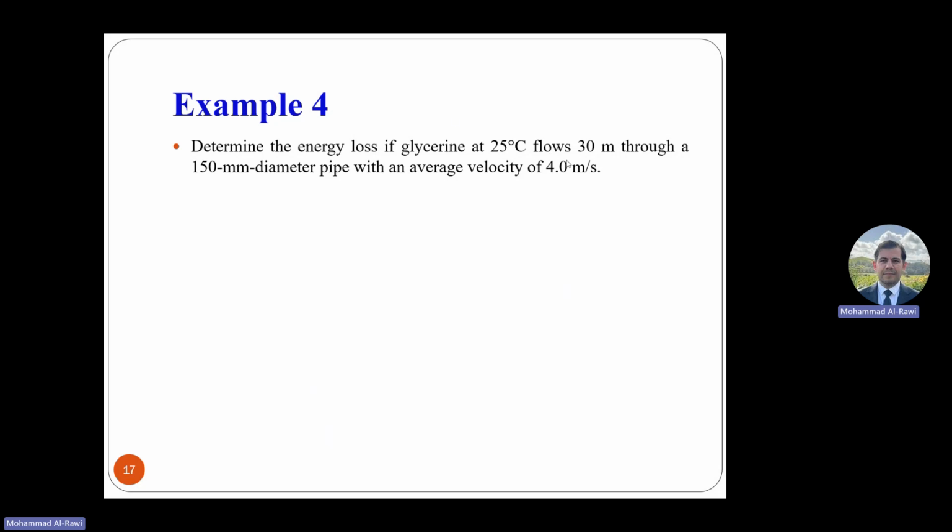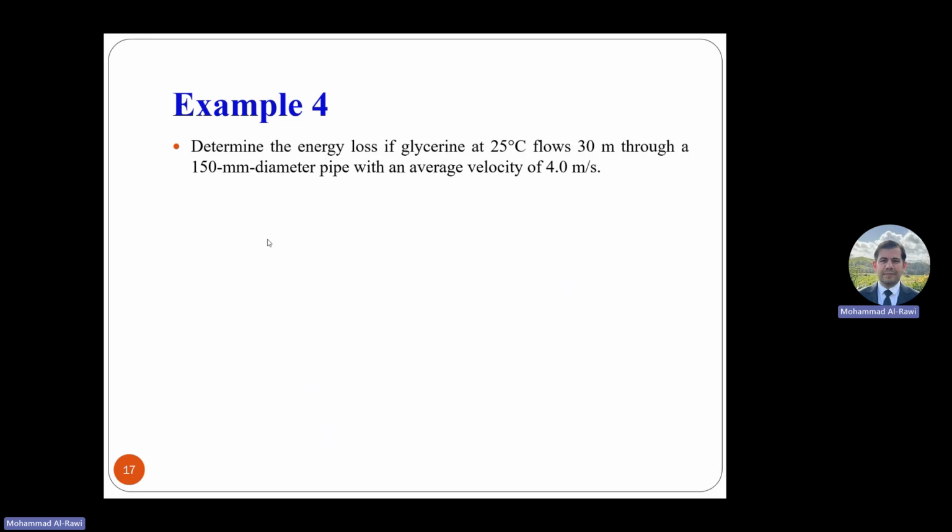I'll tell you which one. Flows 30 meters through a 150 millimeter diameter pipe. So you have the length of the pipe, you have the diameter. Remember, we need to divide this by 1000. The units must all be the same. With an average velocity, and that's why I say we work with average velocity, 4 meters per second.